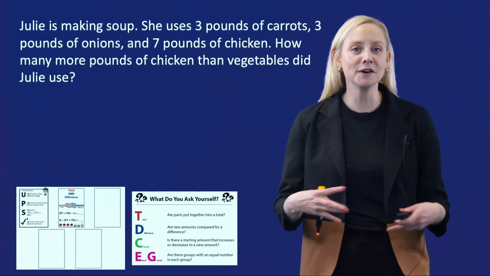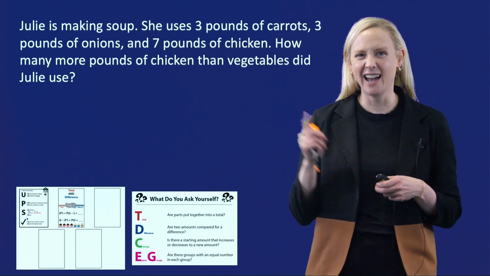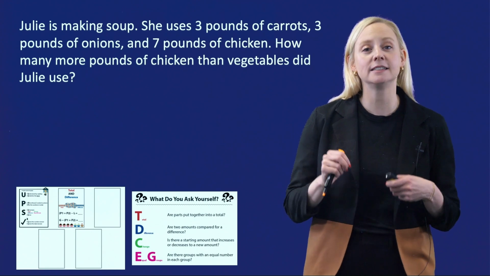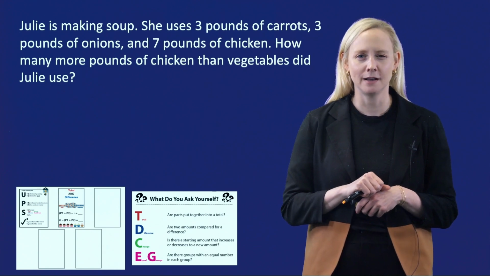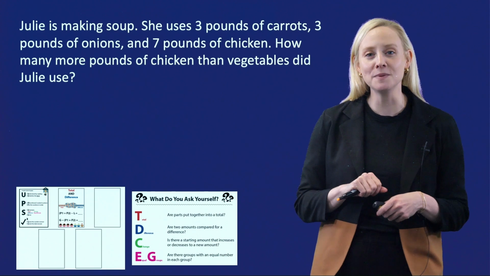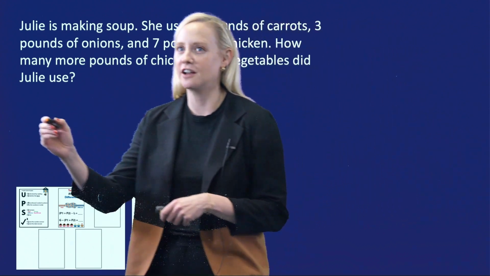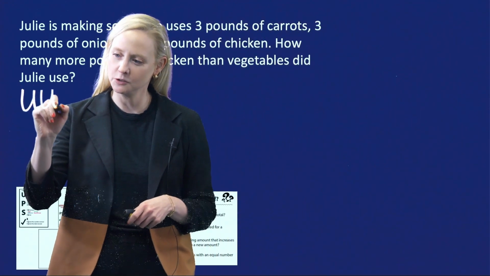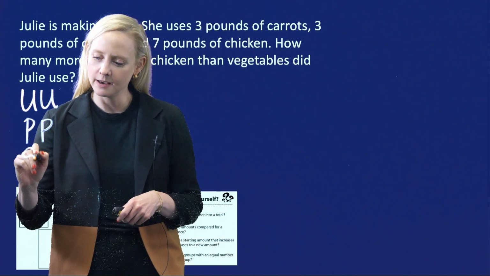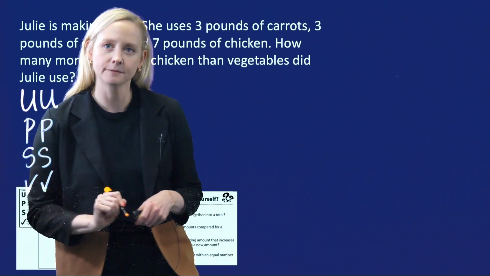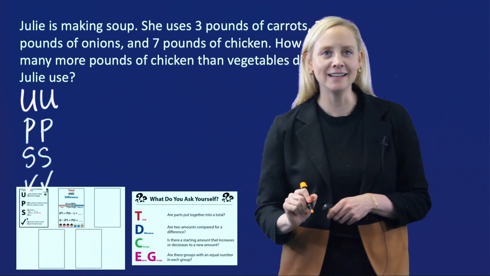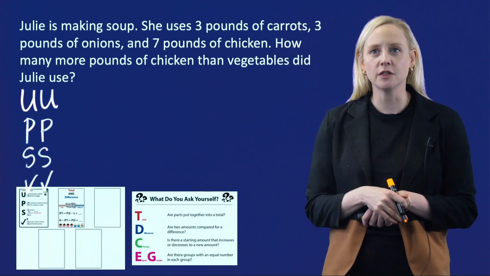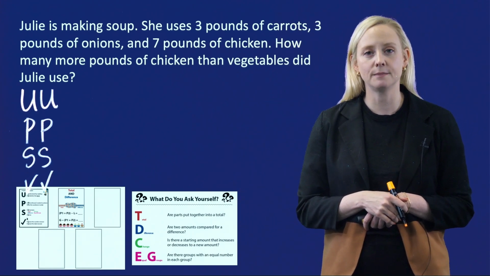As always, we're first going to check for a table or a graph. I don't see a table or a graph, but if I did, I would number it. So let's go ahead and write our UPS check squared attack strategy on the side of our page here. UUPPSS check check. All right, let's go ahead and start with our U, which stands for understand by reading.